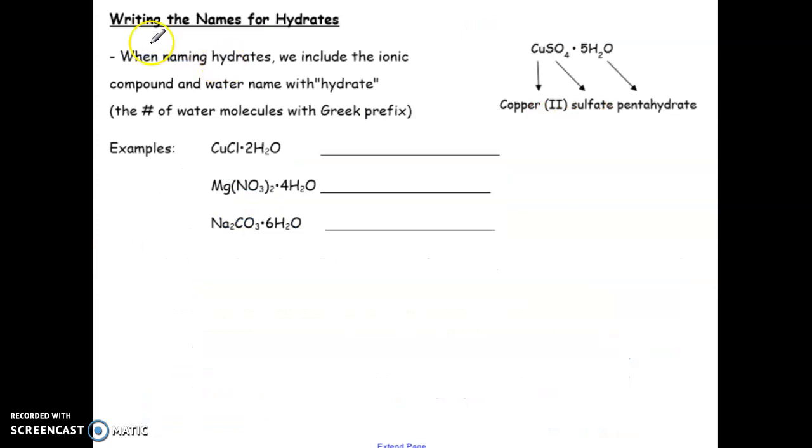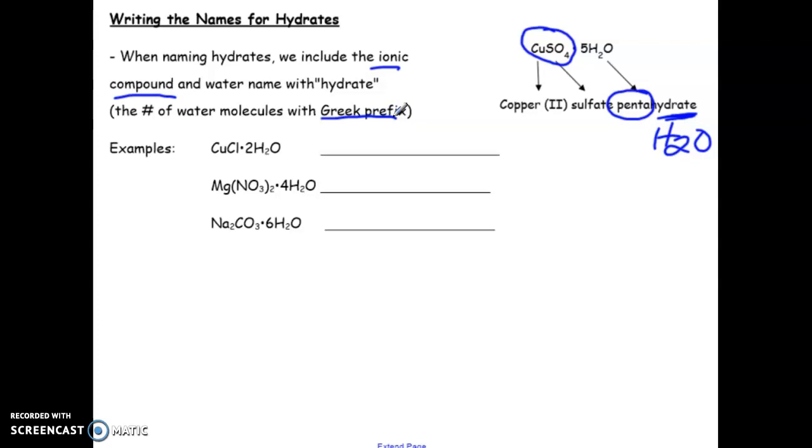When you're looking at the names of hydrates, you name the ionic compound first, like normal. Imagine it's just the ionic compound, and give it its name. Then we have the word hydrate. Hydrate means the water portion. Now we also have to add in a Greek prefix that will say how many waters are part of that structure.